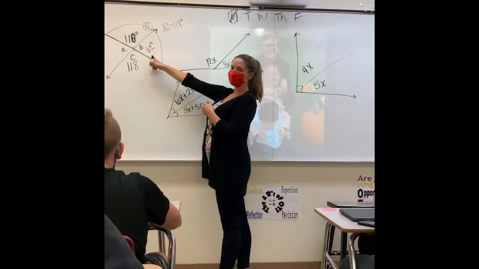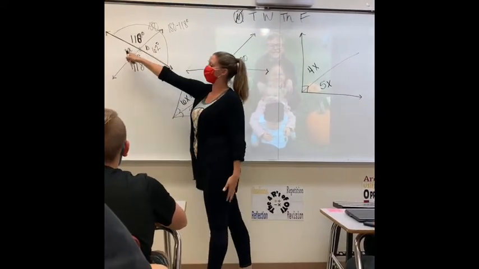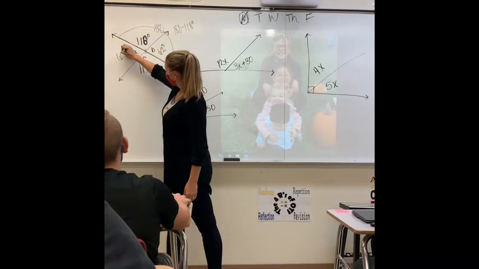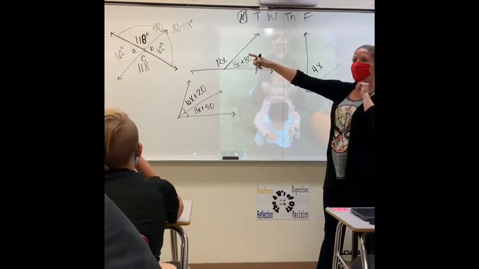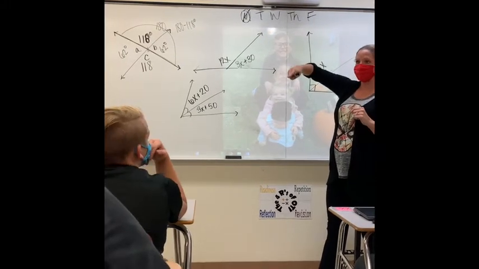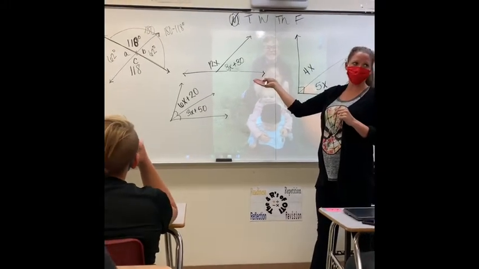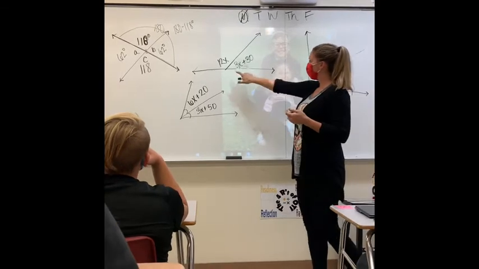So now there goes our automatic answer. If this is 62, what is this? 62 degrees. Any questions on that type of problem? If they're across from each other, they're equal. If they're next to each other, they add up to 180. So then we have this.